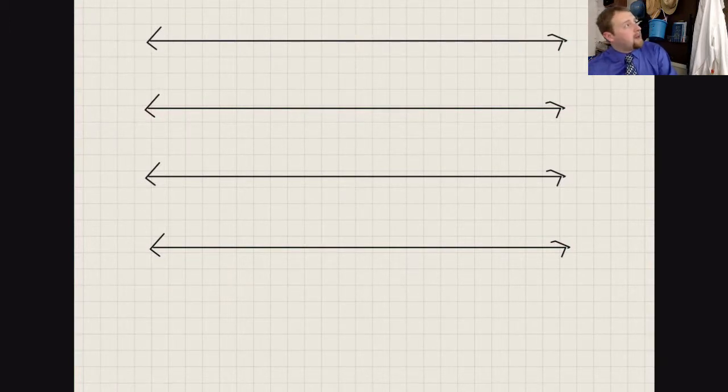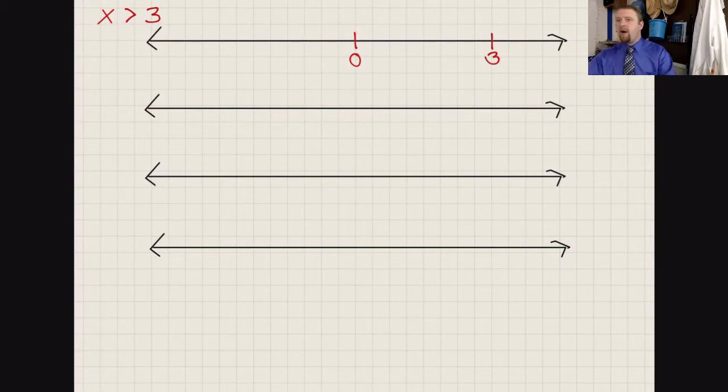Okay, so I have 4 of them. And I'm going to go ahead and draw the 4 different scenarios here. So let's say that we're working with, and I'm going to put this in the upper left-hand corner, x is greater than 3. Okay, so on my number line, I'm going to put a 0. I'm going to put a 3.